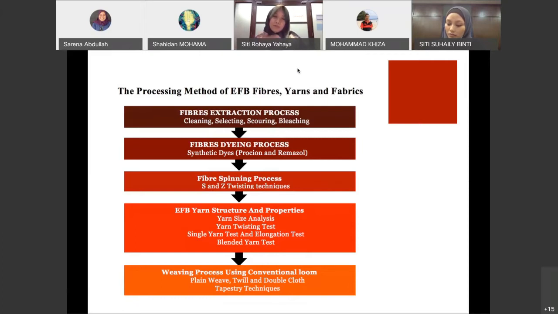After all the fiber extraction process, we go to the fiber dyeing process, and after the dyeing process, we go for the fiber spinning process. After fiber spinning, we go for the fiber yarn structures and properties test. I will explain step by step all these processes, and you will see what is meant by the fiber extraction process and what is meant by the spinning process.